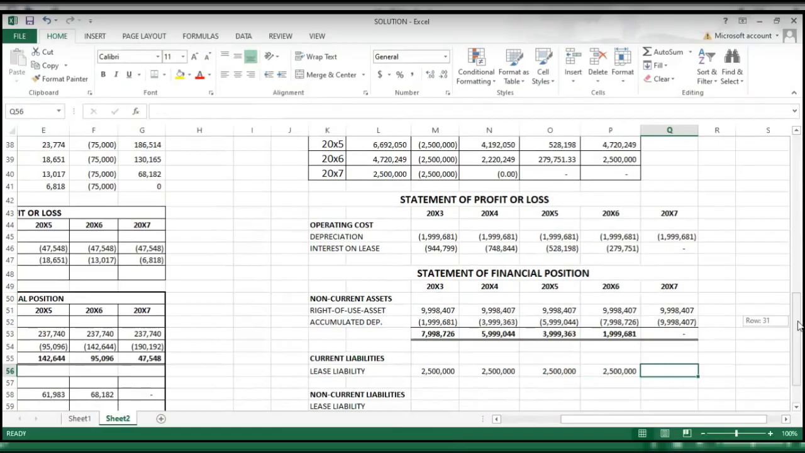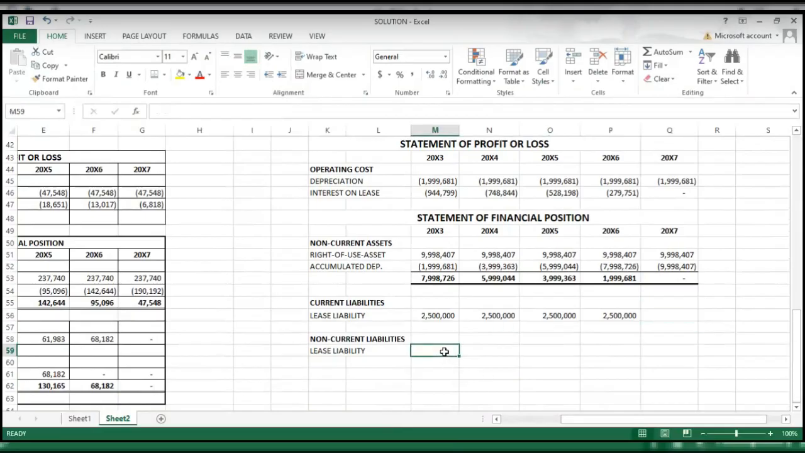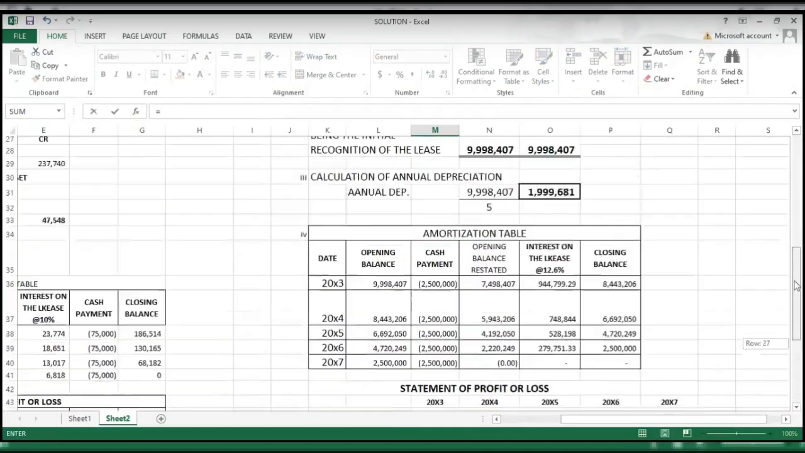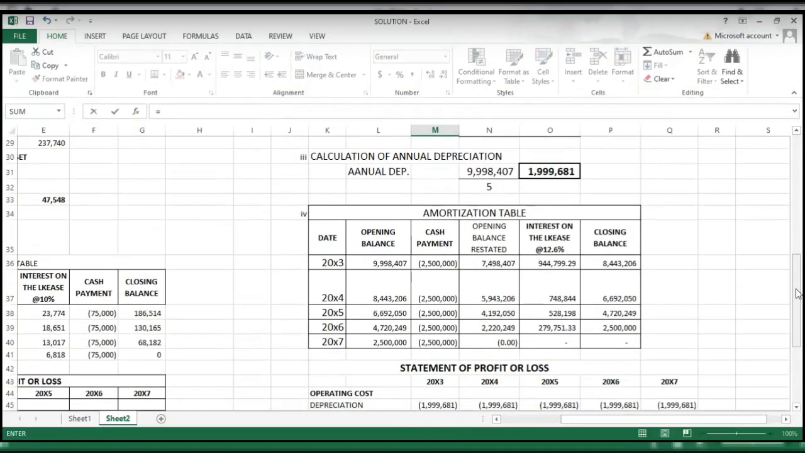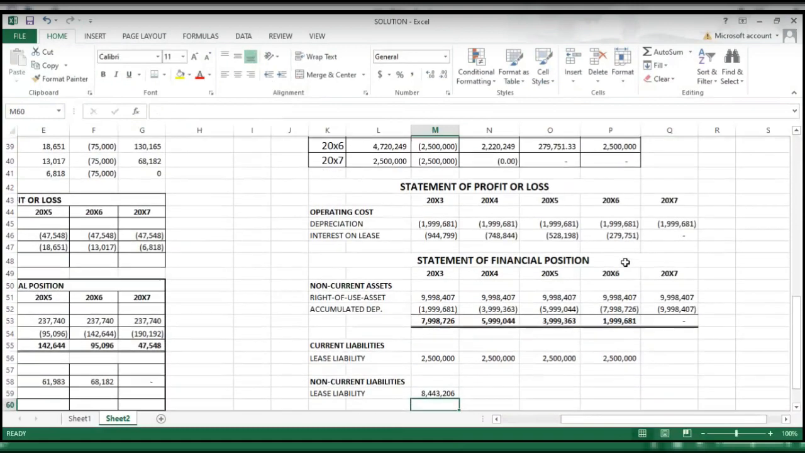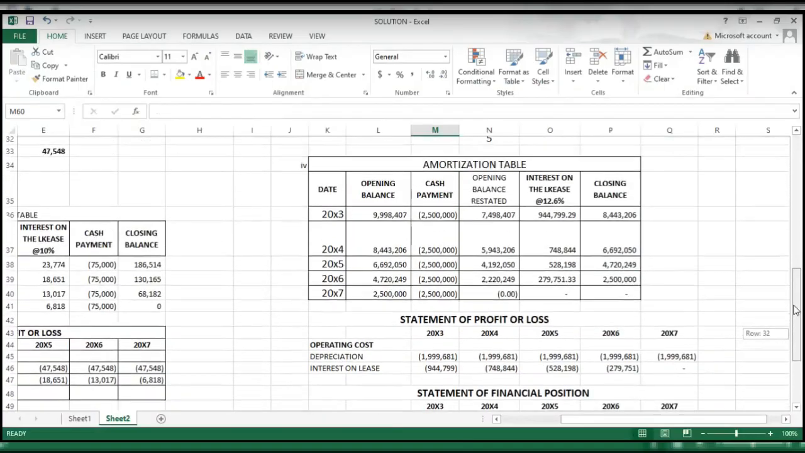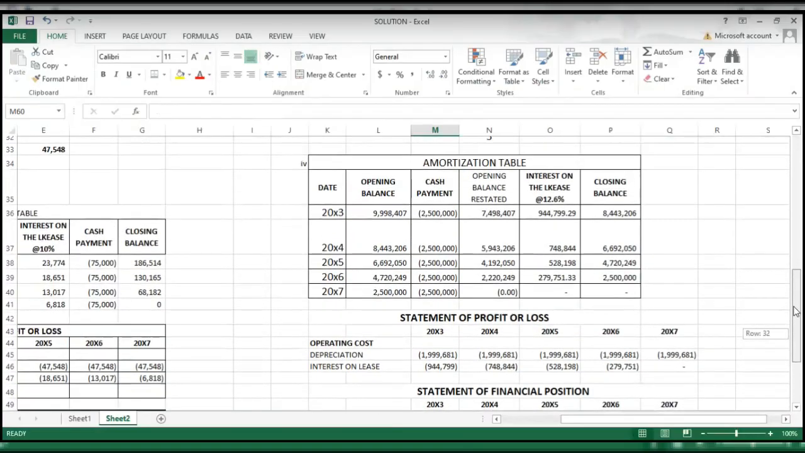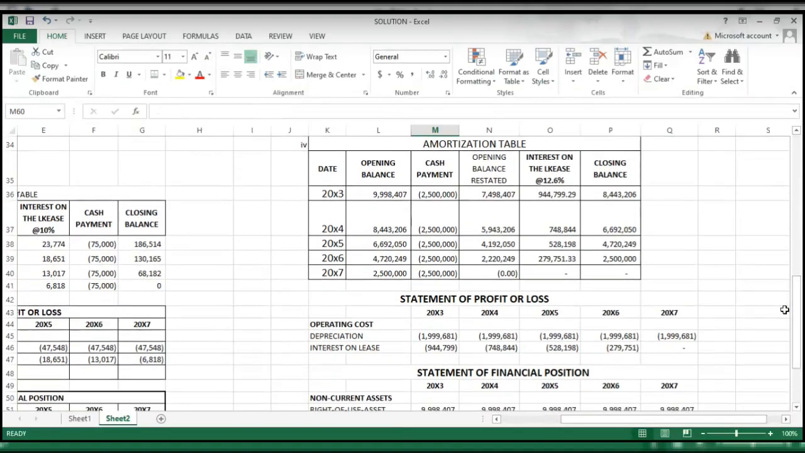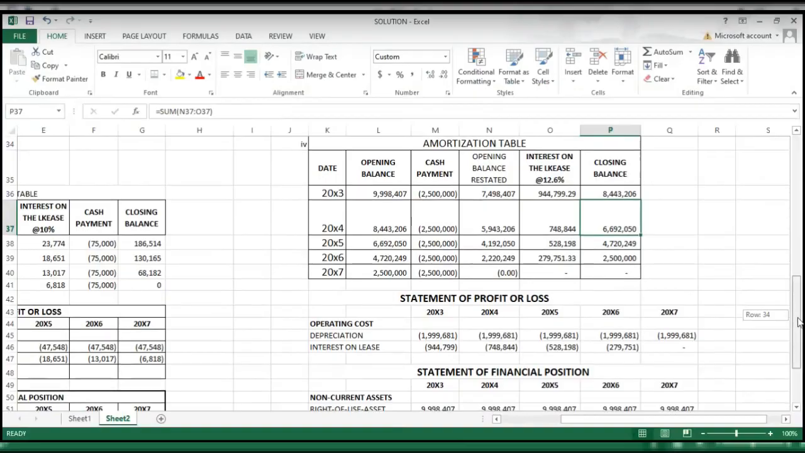And so our non-current liability is going to be the amount payable at the end of the year 20x3. How much was the amount payable at the end of 20x3? This is the amount. You can see. Yes. 20x3. Sorry, that is not the amount. This is the amount. It's going to be this amount payable.